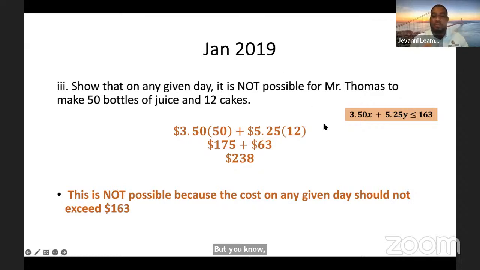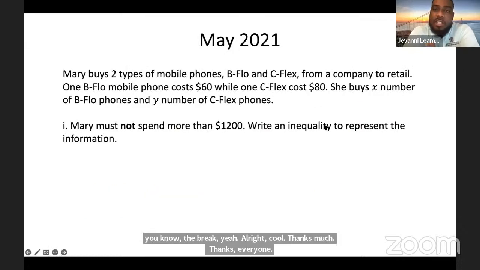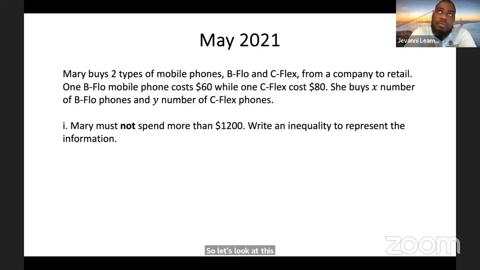Thanks, everyone. So let's look at this May 2021 paper question. It says Mary buys 2 types of mobile phones, the B Flow and the C Flex, from a company to retail. I mean, she's going to sell them back.